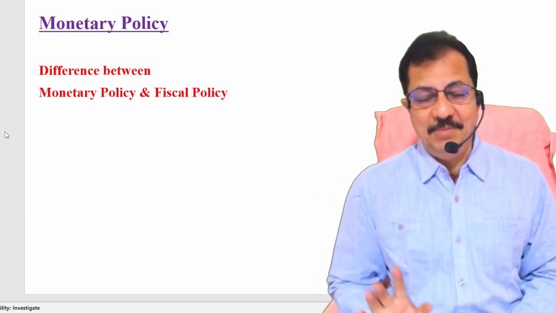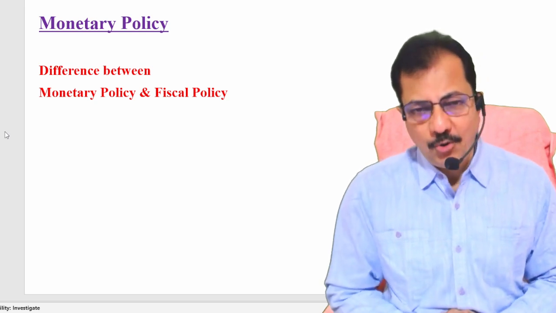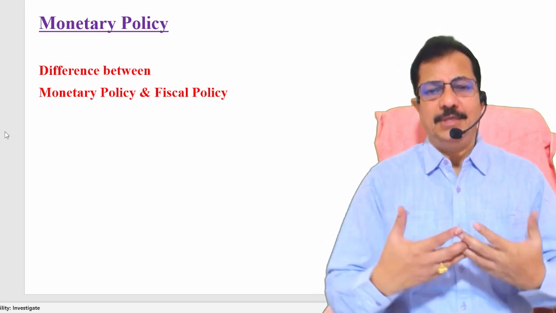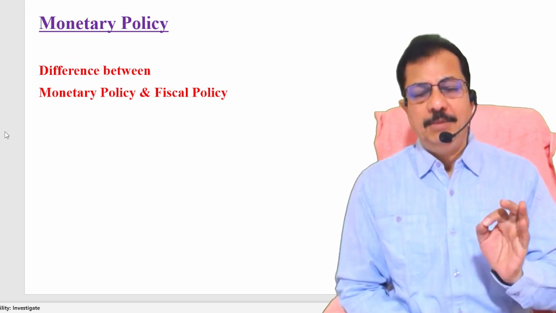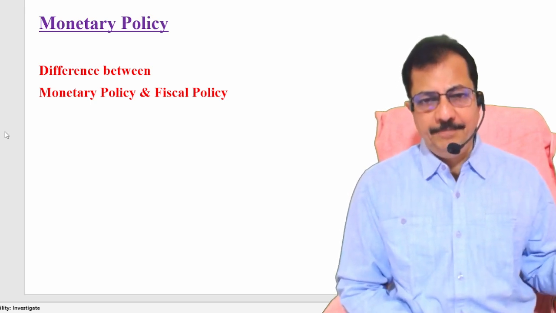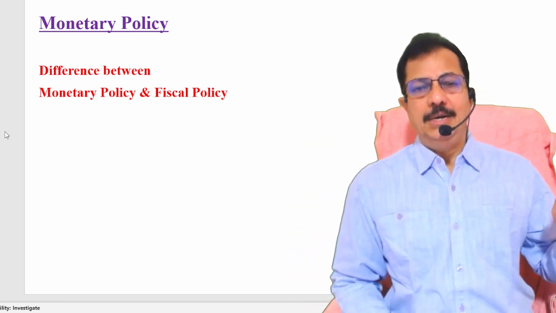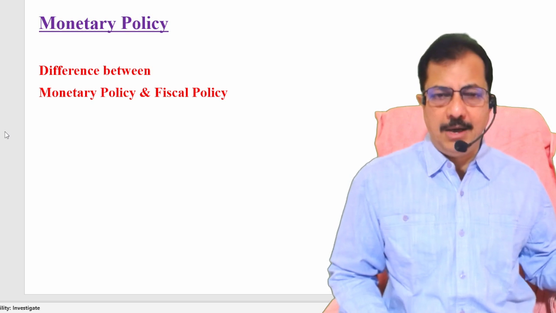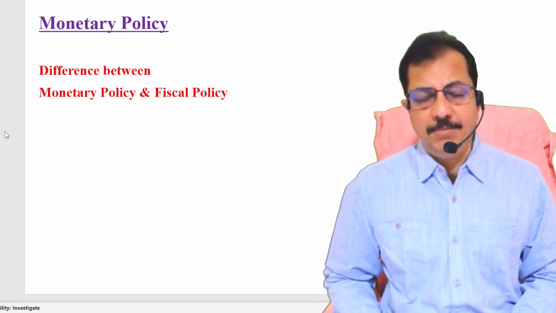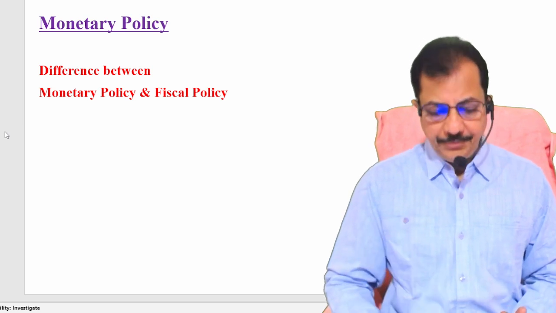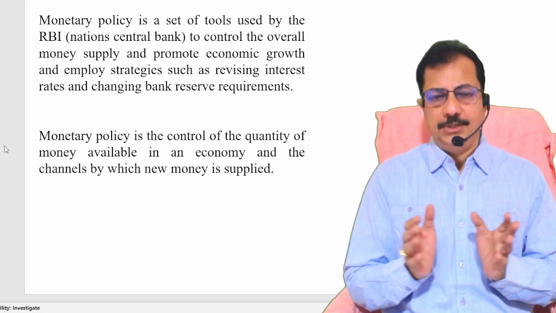Very, very important. Of course, we already know that when we are discussing the economy itself, everything revolves around money. In a similar manner, monetary policy is related to money. Fiscal policy is also related to money. But monetary policy is decided by RBI, whereas fiscal policy is decided by the Government of India. Clear? So with this understanding, let's go ahead and have a discussion on this.